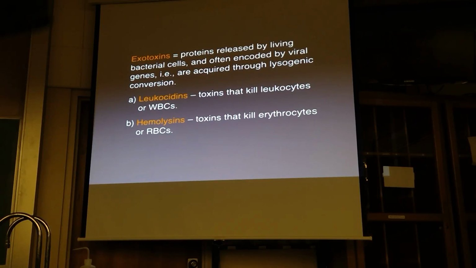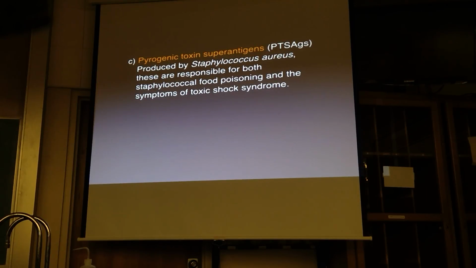They can kill your white blood cells. They can also destroy your red blood cells. If they get into the bloodstream, they can cause a lot of damage. Some of the toxins produced by Staphylococcus aureus are referred to as pyrogenic toxin superantigens, or PTS. These are responsible for causing both Staphylococcus food poisoning and toxic shock syndrome, which is usually caused by Staphylococcus aureus.